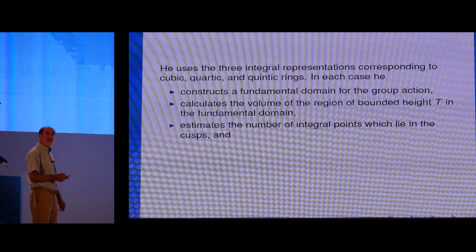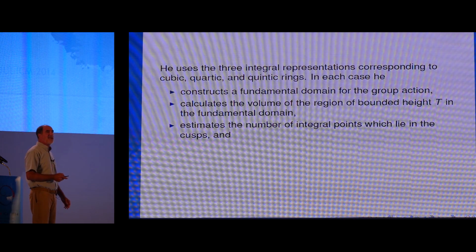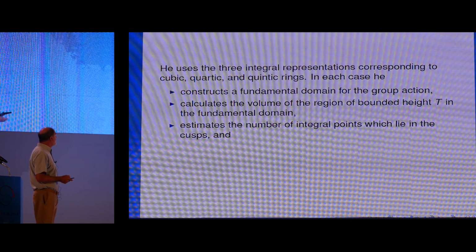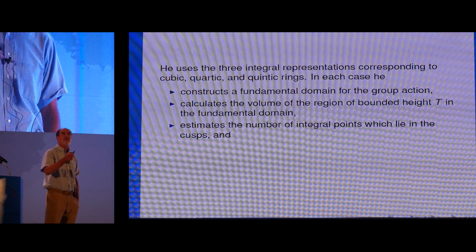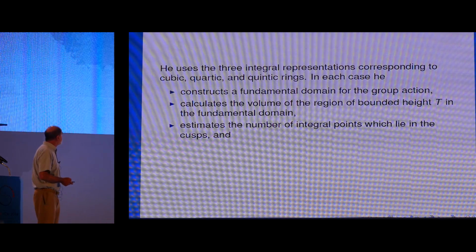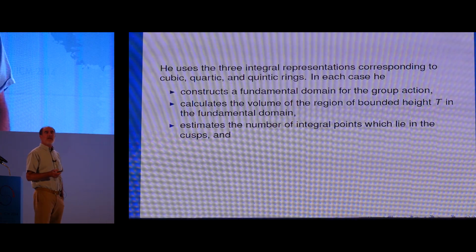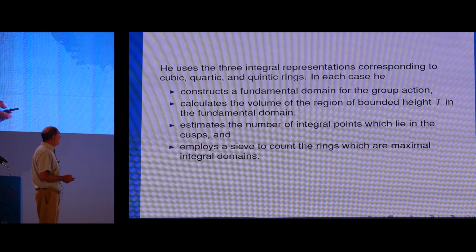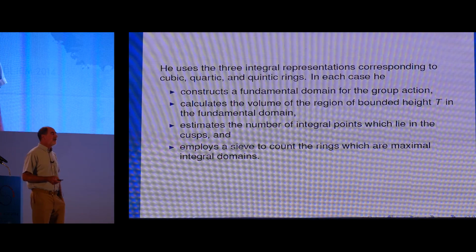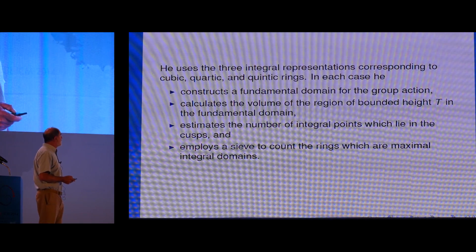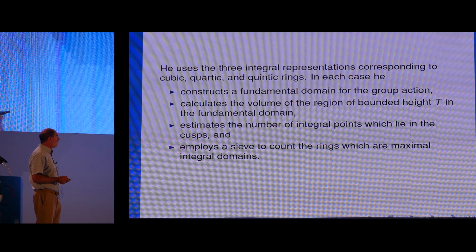And of course, the region has cusps, much more complicated than the case of binary quadratic forms. So he has to estimate the number of integral points in a cusp to show that it doesn't screw up the volume estimate. And finally, that's just counting the rings of rank n. He has to introduce a sieve to count the rings which are maximal and are integral domains. It's a fantastic generalization of Gauss's work.